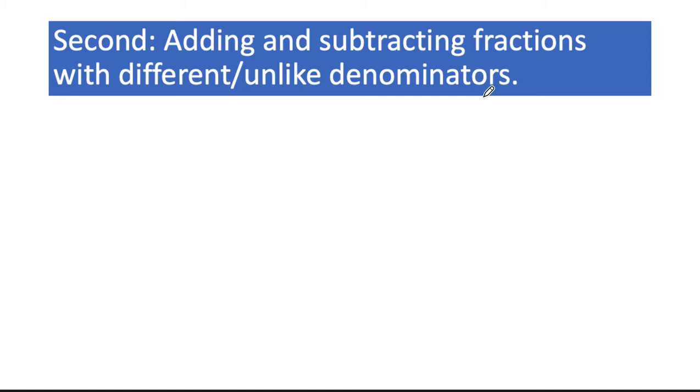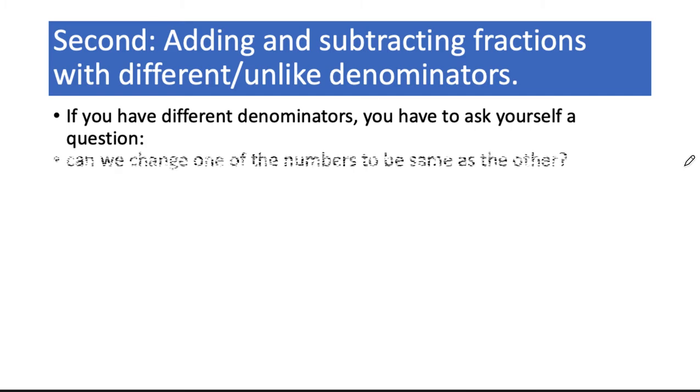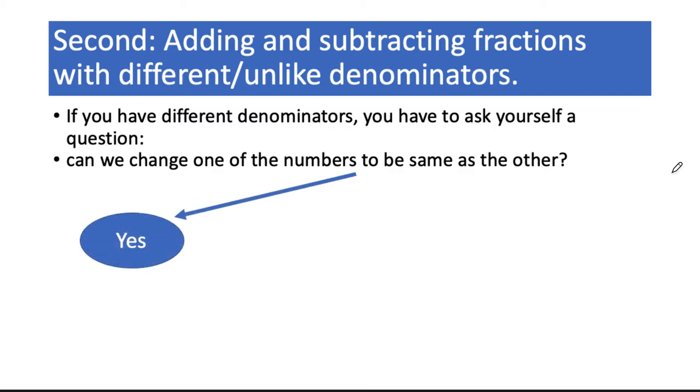Now, the second part is adding and subtracting fractions with different or unlike denominators. So let's see what we have to do. If we have different denominators, you have to ask yourself a question. Can we change one of the denominators to be the same as the other? Let's see. If yes and if no, we have two scenarios. In some cases, we can change one of the numbers to be the same as the other, so it will be different in both scenarios.